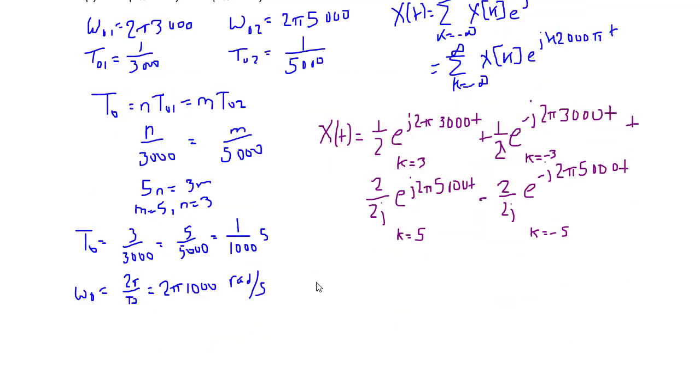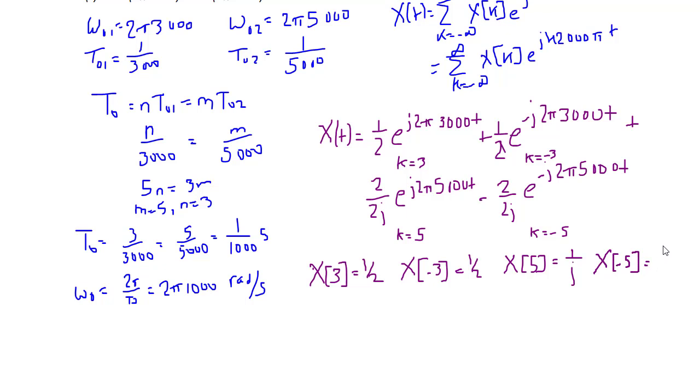So the Fourier series coefficients are x(3) is equal to 1/2, x(negative 3) is equal to 1/2, x(5) is equal to 1 over j, and x(negative 5) is equal to 1 over negative j. x(k) is equal to 0 for all other k.